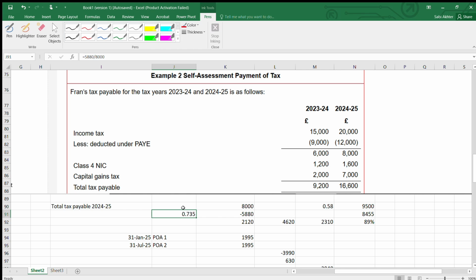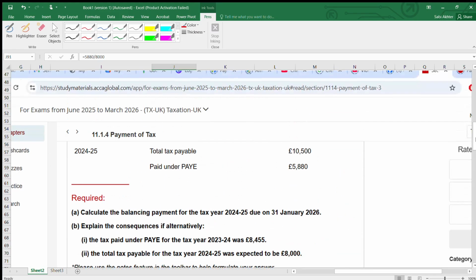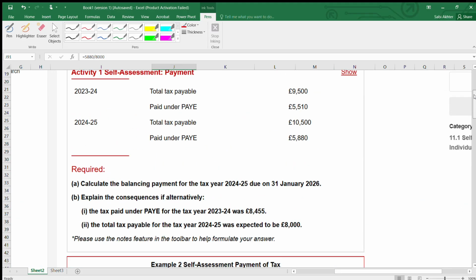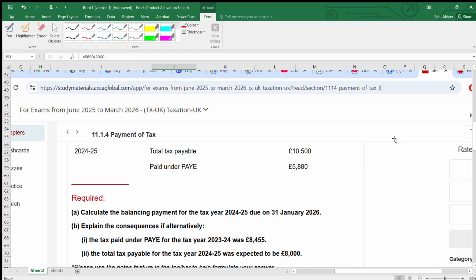And the other way is, but you have to calculate the tax. It's 8,000. Right? And if you see the previous year, it was 9,500. This year, it's 8,000. So the current year tax is less than that of the previous. So you can make an election to calculate the payment on account based on the current year, based on the lesser amount. That is on 8,000.